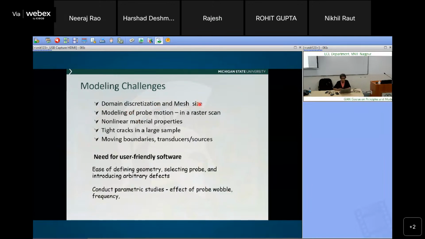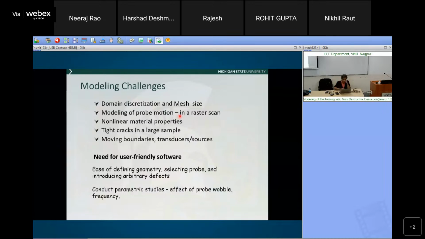The mesh size: you need a very large mesh to discretize. And modeling of probe motion in a raster scan is a challenge, and that's the one we addressed using the reduced vector potential. These are all non-ferromagnetic, except the support structure, which is ferromagnetic. Domain discretization is the tube and the region around the tube for any finite element, and mesh size. So it's related. Sometimes when you want to model a real hairline crack, you need very, very small elements. Mesh size becomes very large.